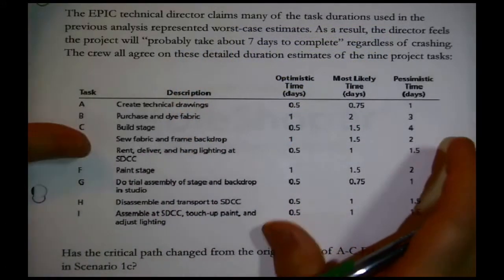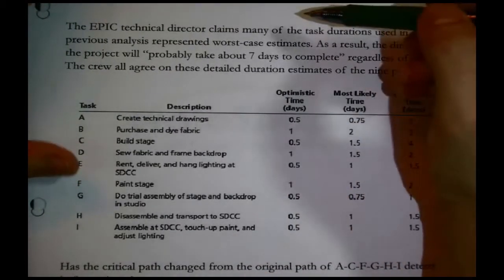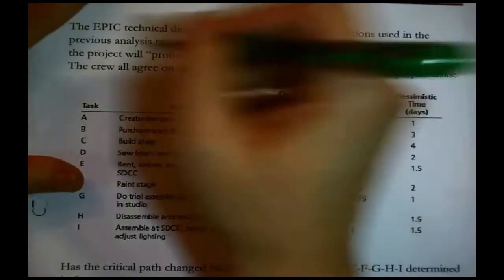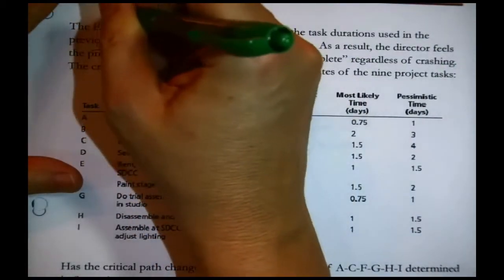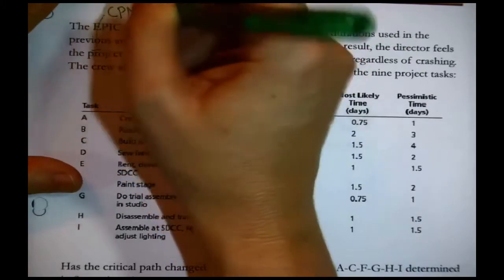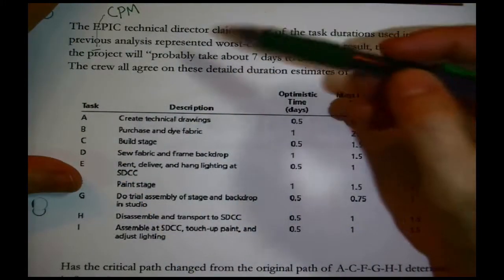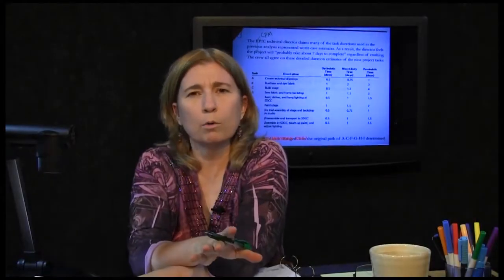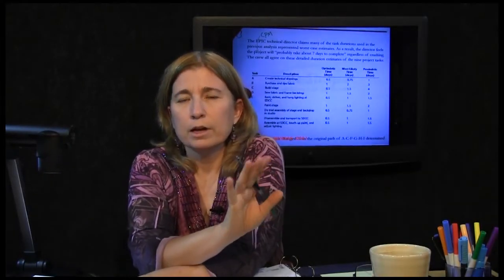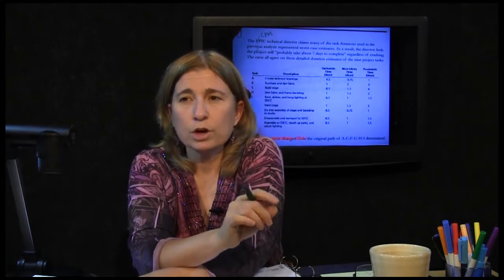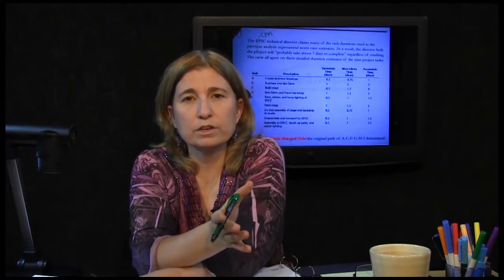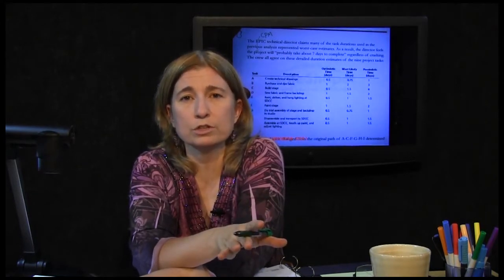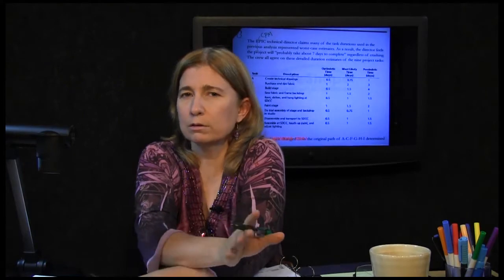Let's look. The EPIC technical director claims many of the task durations used in the previous analysis, which was, by the way, CPM analysis, where there's a high degree of certainty, represents worst case estimates. Okay, so wait, what? Last time in the CPM analysis, we were using fixed activity times because we were acting like we knew exactly how many days each one of the tasks would take. Now we're saying, no, maybe not so.